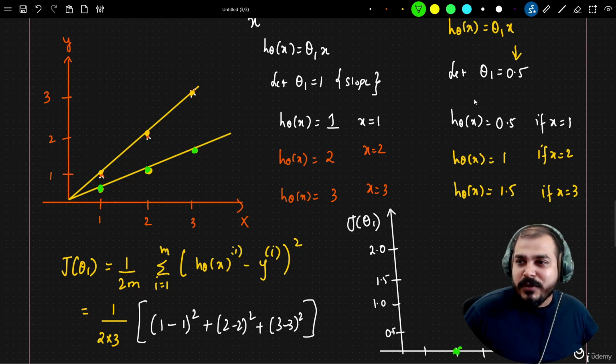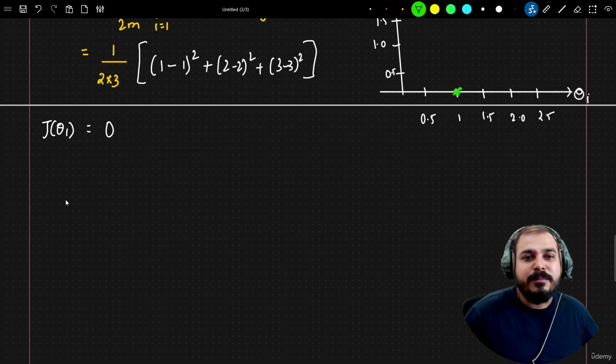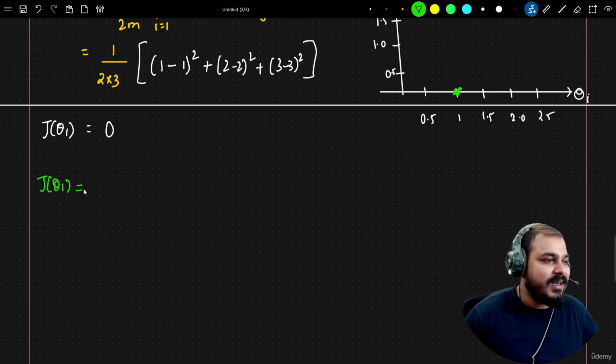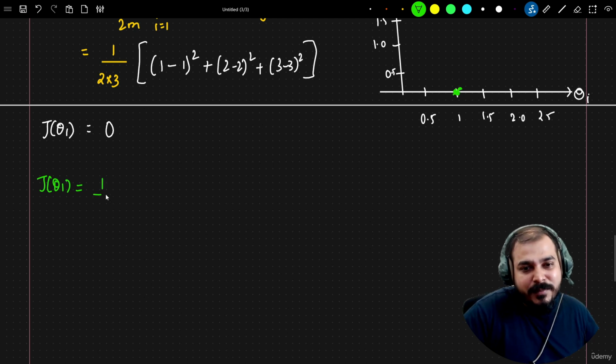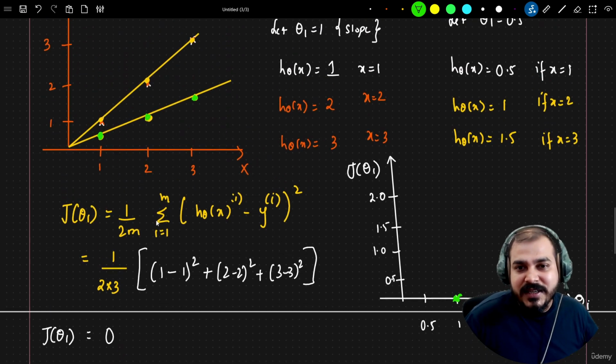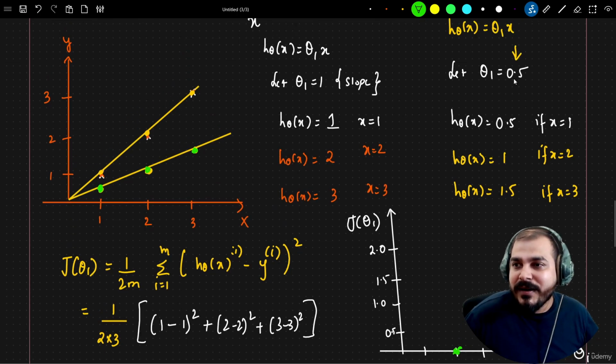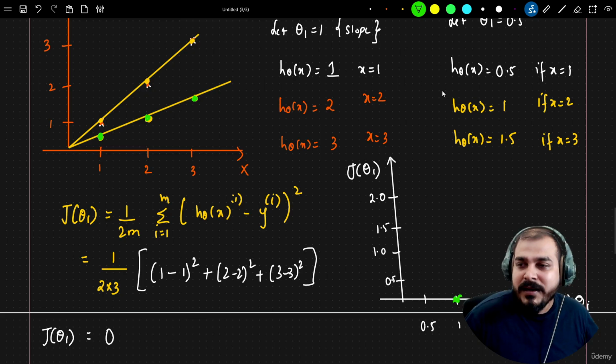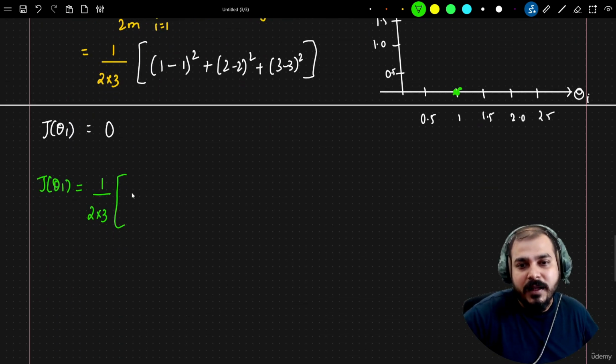Now with respect to theta 1 as 0.5, let's go and compute my J of theta 1. J of theta 1 is nothing but, I will start writing it down over here, and you also make sure that you write this equation easily. It will be nothing but 1 by 2 multiplied by 3. And in the first case, what is h theta of x when theta 1 is 0.5? If x is equal to 1, you can see that h theta of x is 0.5. So here I'm going to write 0.5 minus 1 whole square.